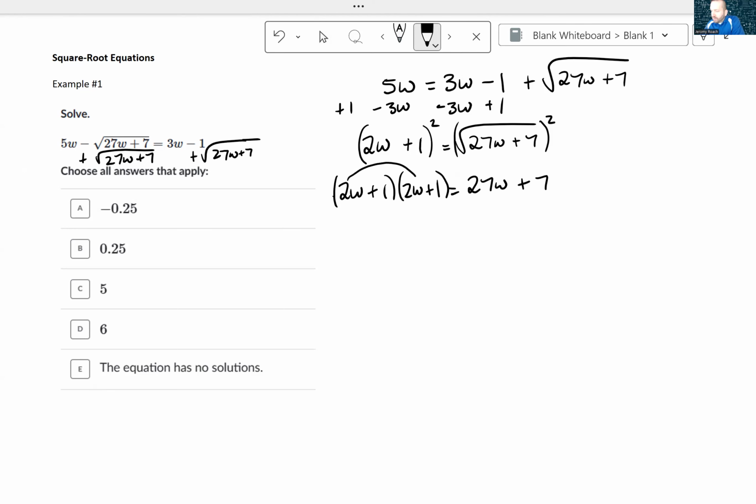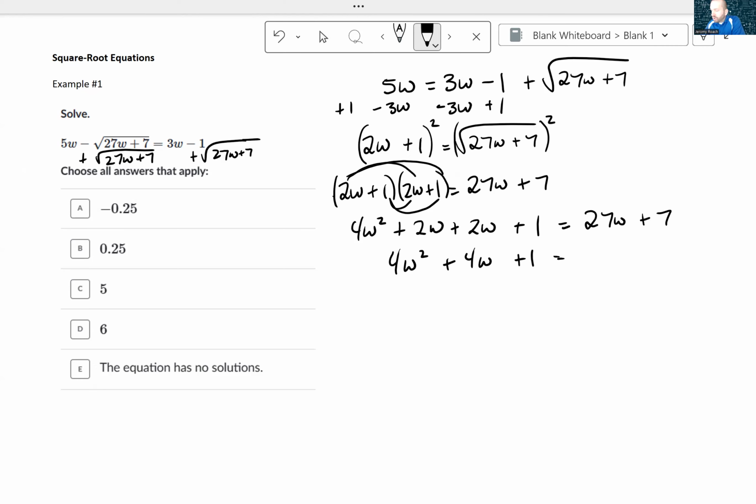So that's 4w squared plus 2w plus 2w plus 1 equals 27w plus 7. 4w squared plus 4w plus 1 equals 27w plus 7, minus 27w because our goal is to set this equal to 0. And we're also going to minus 7 on both sides. So now we have 4w squared. 4w minus 27w is negative 23w. 1 minus 7 is negative 6.